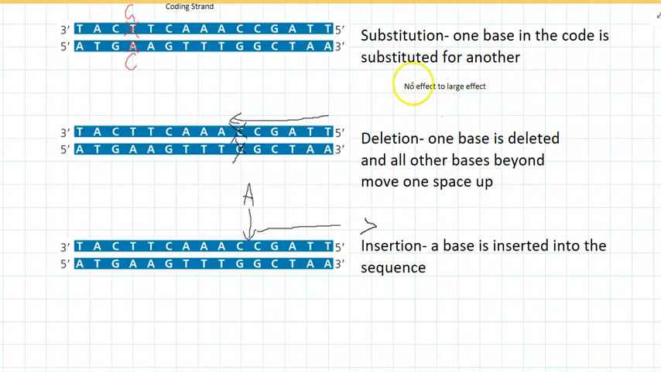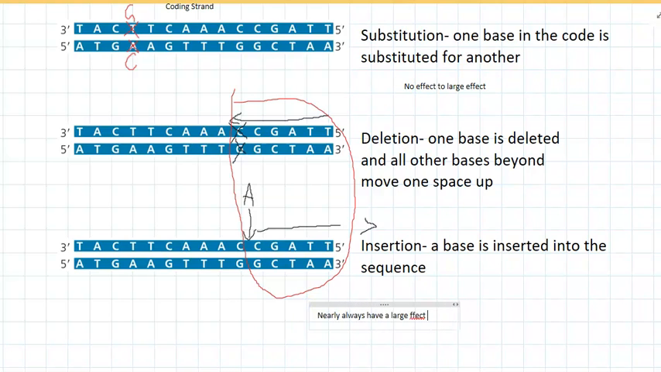So substitutions can have no effect, or they can have a large effect. Deletions and insertions always have a large effect because they don't just affect the position where the base changed, they affect every single base beyond that in the sequence. So nearly always they have a large effect on the protein. Usually they cause the protein to completely lose its function.